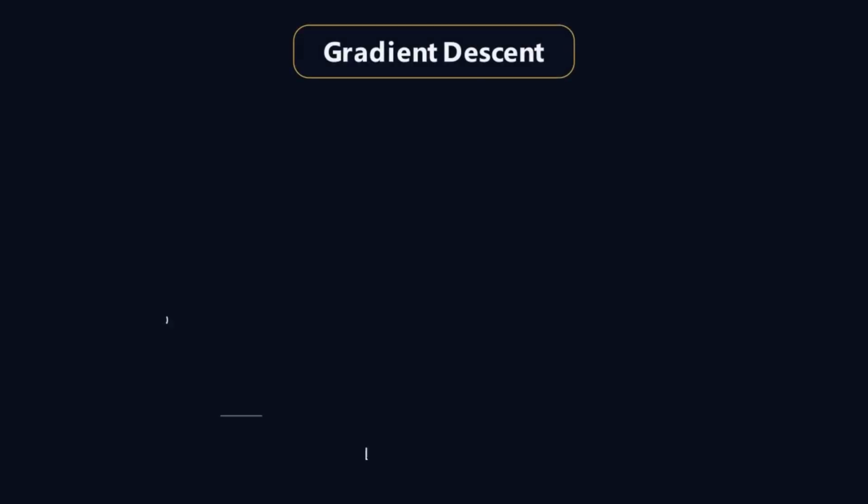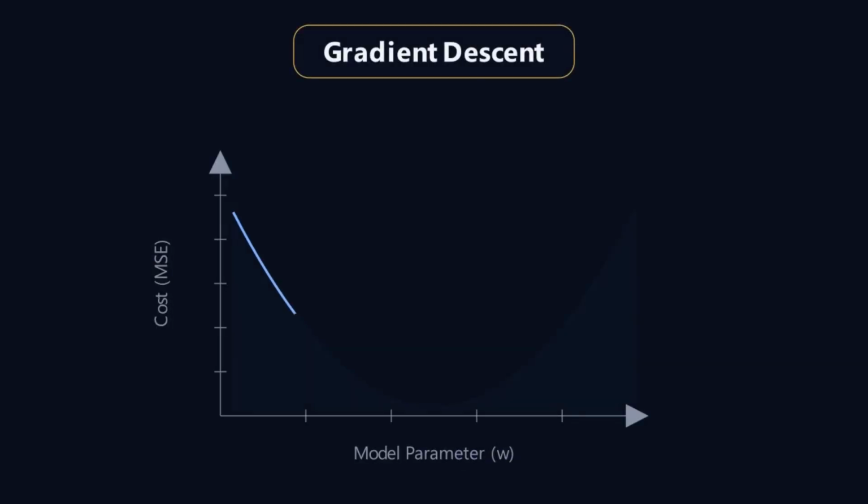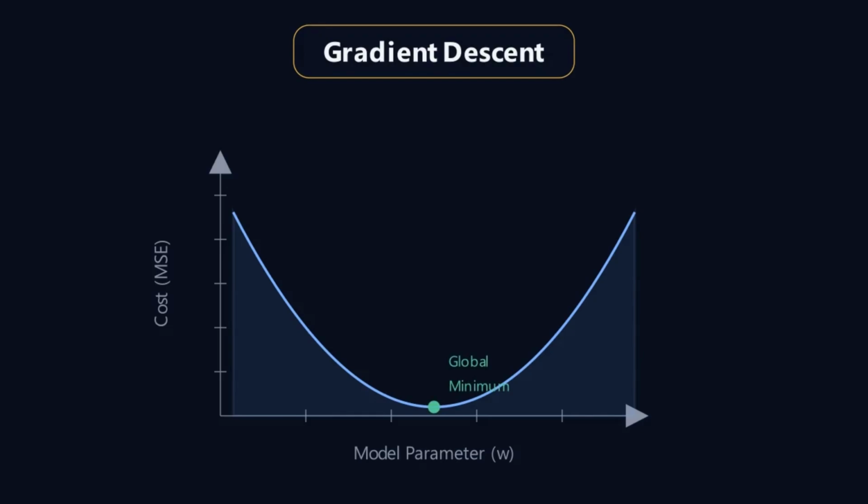Enter gradient descent. Imagine the MSE as a landscape, a bowl-shaped valley. Every point on the horizontal axis represents a different choice of parameter w. The height at that point tells us the cost for that choice. We start somewhere random, up on the slope. We want to roll down to the bottom. At each step, we look at the slope, the gradient, and take a small step in the downhill direction.